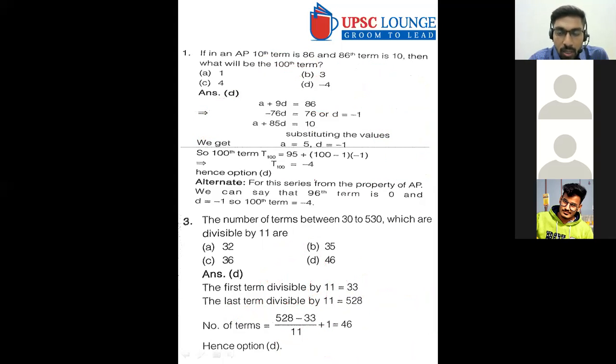After this, for this series, by the property of AP, we can take the 96th term as 0. Don't worry, we will not ask that. Okay, reverse. But the number of terms between 30 to 530 which are divisible by 11 are... Okay, fine. So for these kinds of questions, how will you proceed? Just see.